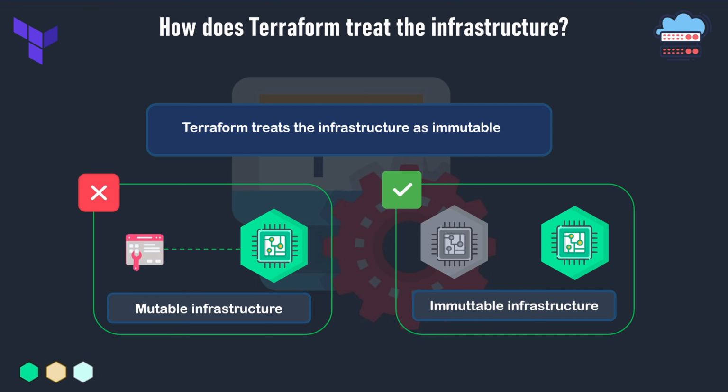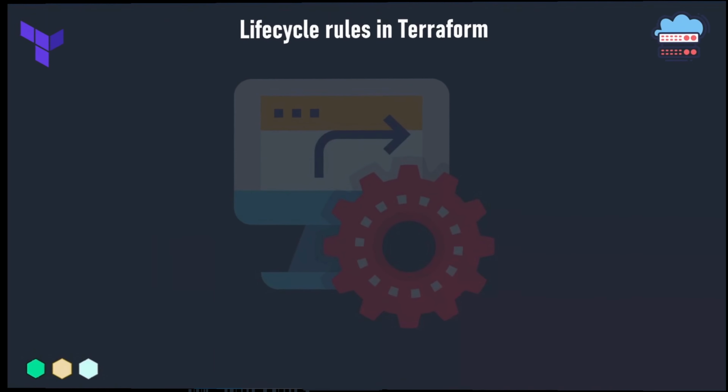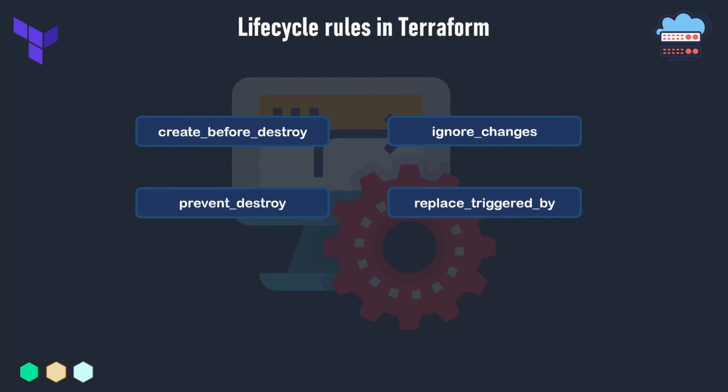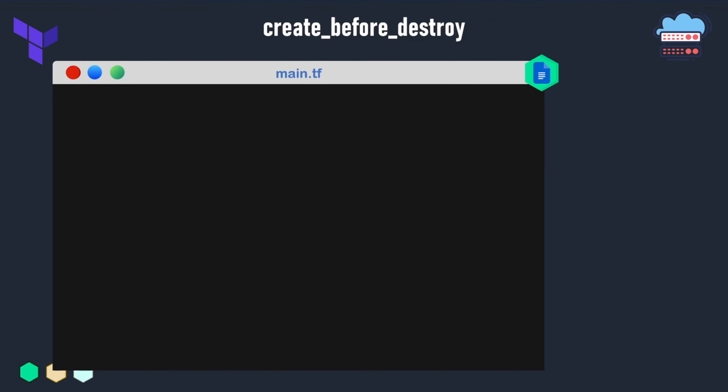The way Terraform behaves for updating existing resources can be changed using the lifecycle meta-argument, which is a block that can be nested within any resource block regardless of the type of the resource. We have 4 lifecycle rules in Terraform, and we will discuss them one by one. We will discuss first of all the create before destroy lifecycle rule. We will understand what happens when we set the create before destroy argument to true through a practical example.